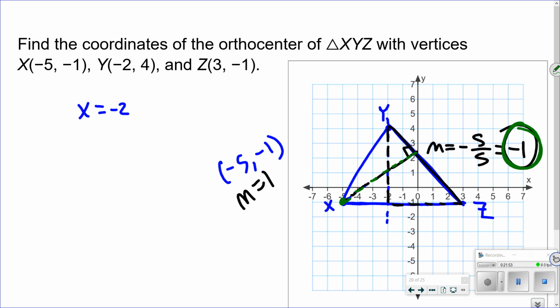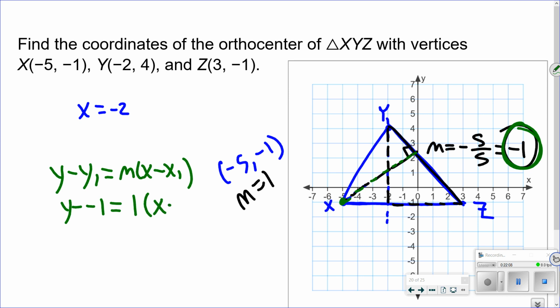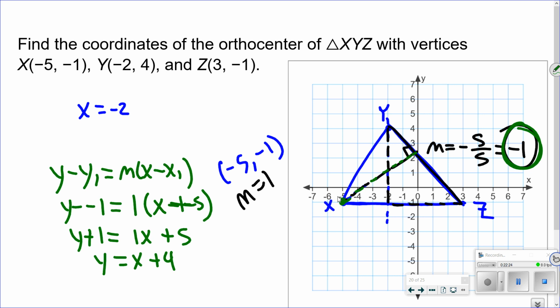Okay, we did this a couple lessons ago, but we want to find the equation of the line. We can use this formula. So we're going to plug our information in. I'm going to go y minus -1 equals my slope, which is 1, times x minus my x coordinate, which is -5. So I end up with y plus 1 equals 1x, that changes to plus 5, minus the 1 over. So I end up with y equals x plus 4.